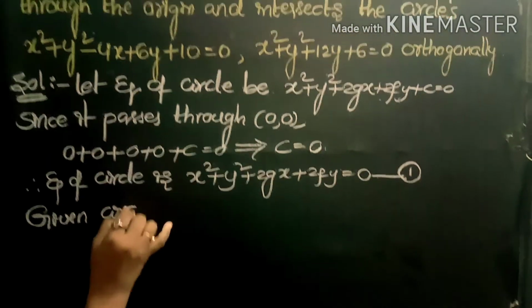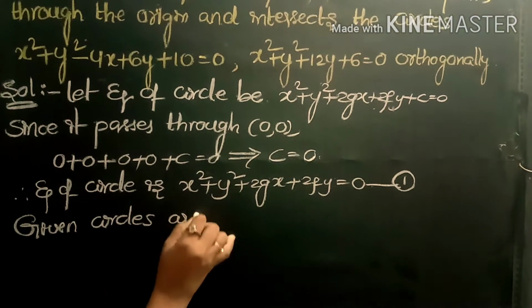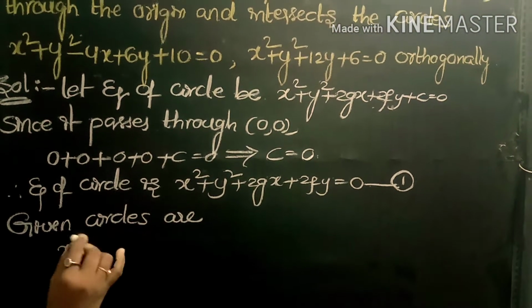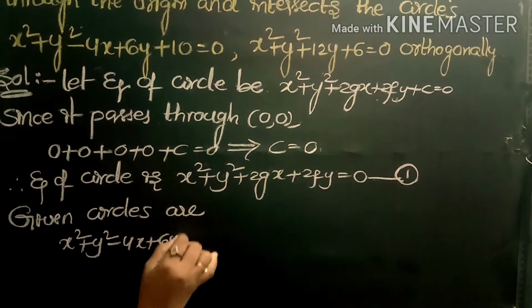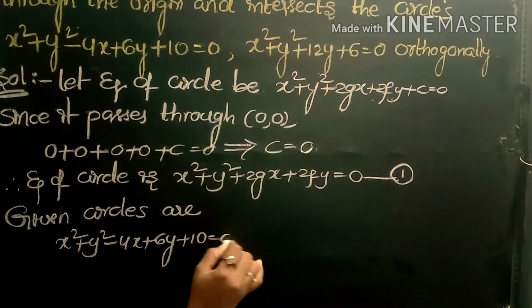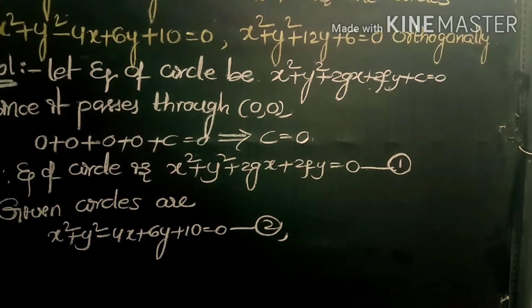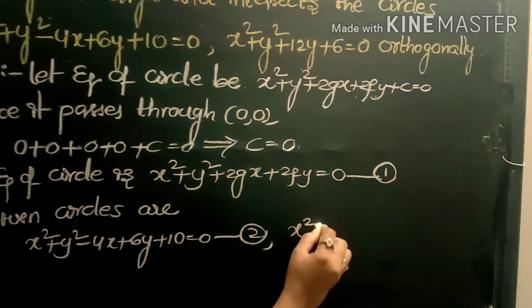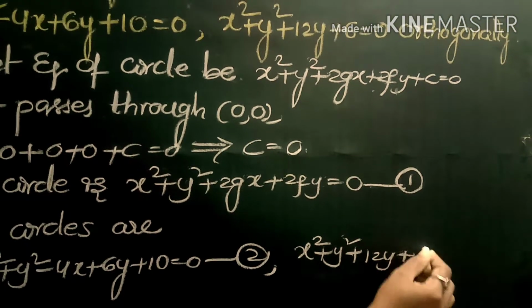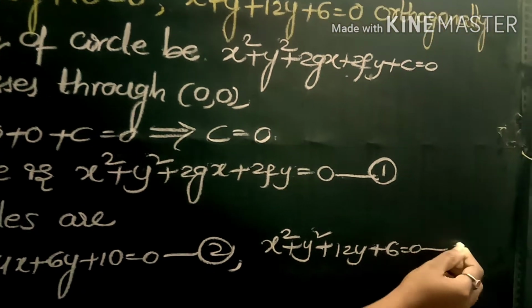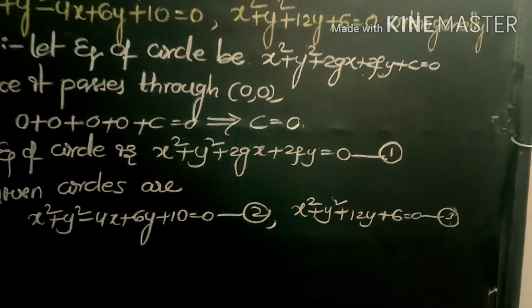Given circles are, second equation is x square plus y square minus 4x plus 6y plus 10 equals to 0. So equation 2. Next write the next equation, x square plus y square plus 12y plus 6 is equal to 0. Say equation 3. This is the third equation.